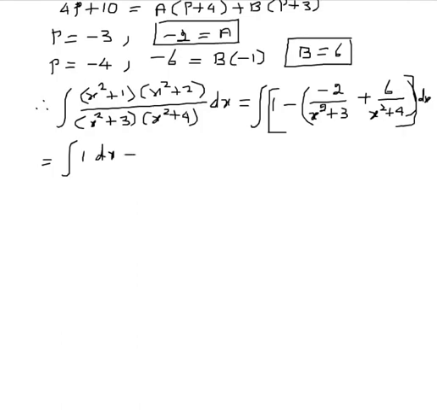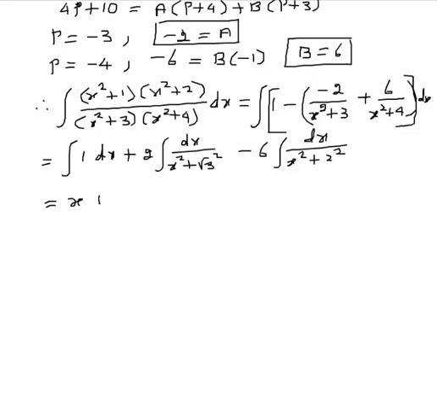Let me write the integral separately. Integral 1 dx, minus 2 dx by x square plus root 3 the whole square, minus 6 times, distribute this negative sign, x square plus 2 square. Last two terms are tan inverse formula: 1 by a tan inverse of x by a is the formula. Here a is root 3. Same formula here, a is 2. 1 by a tan inverse of x by a, plus c.